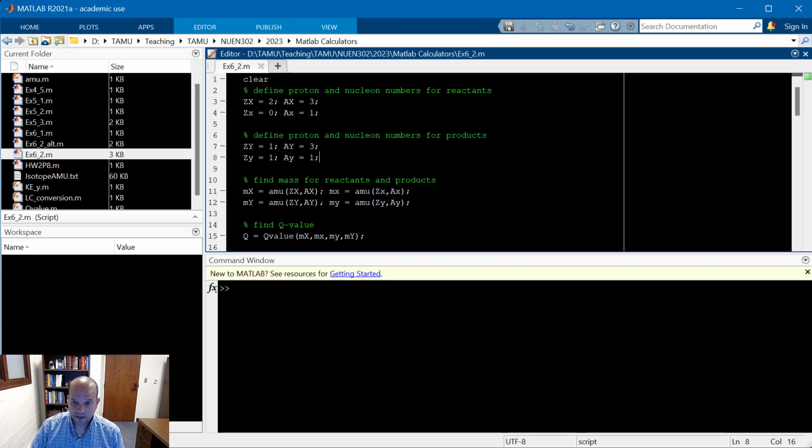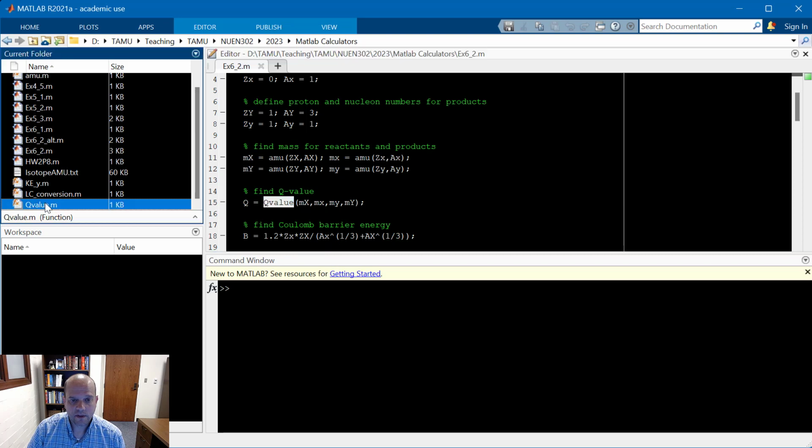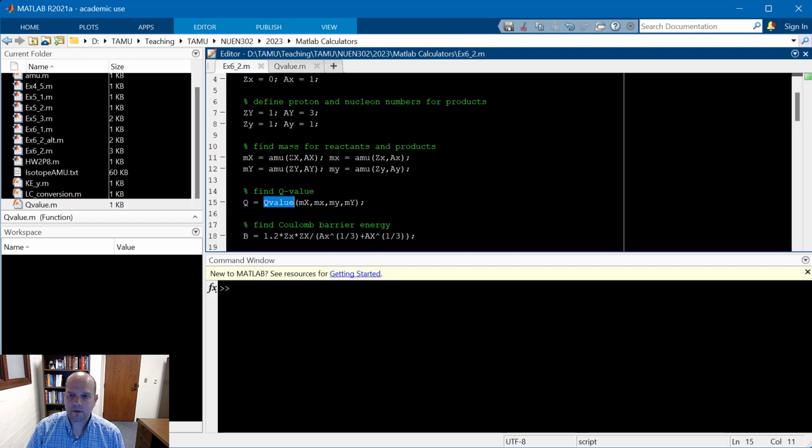And so I use my calculator that I already have, get my masses, and I can get all this from the nuclide table, and we've done that in the past, but I'm going to just use my calculator that I've already built. And I'm also going to use my Q-value calculator. This is really not much, and I'm happy to reveal the script here. All I'm doing is adding the masses from the reactant side, subtracting the masses from the product side, multiplying by 931.5 to convert from AMU to MeV. And so that's my Q value.